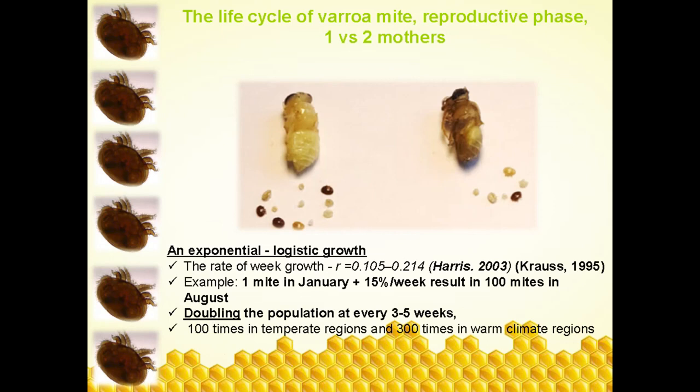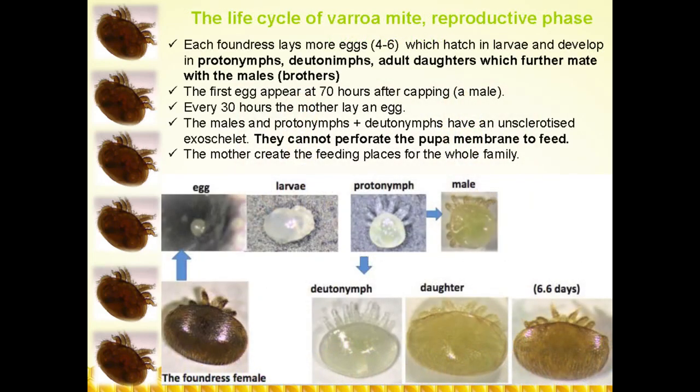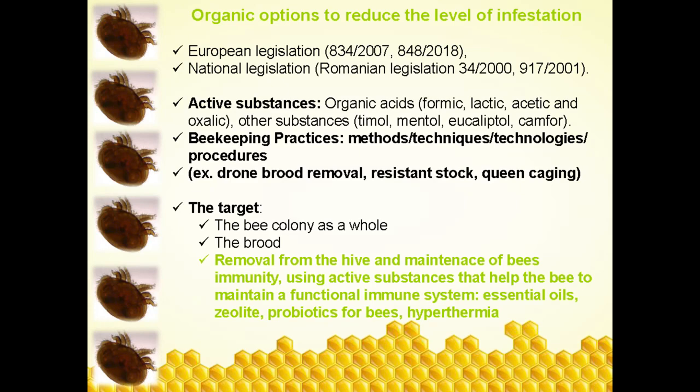Drone brood preference, Varroa's preference for drone brood, making it an effective site for reproduction. Varroa population growth, an exponential logistic growth pattern of varroa mites in colonies. Organic control options, an overview of European and national legislation, active substances, organic acids and other substances, and beekeeping practices for varroa control, targeting colony health and brood maintenance.